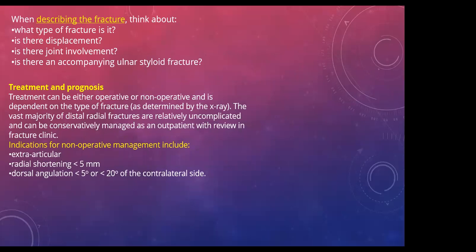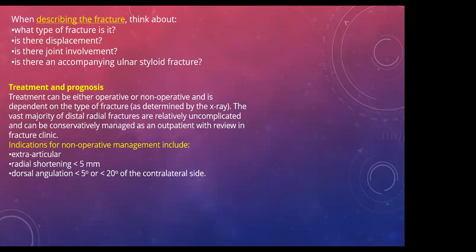When describing any fracture, you should think: what type of fracture is it? Is there displacement? Is there joint involvement? Is there an accompanying ulnar styloid fracture? For treatment and prognosis, treatment can be either operative or non-operative, depending on the type of fracture, and the vast majority of these radial fractures are relatively uncomplicated and can be conservatively managed as an outpatient.